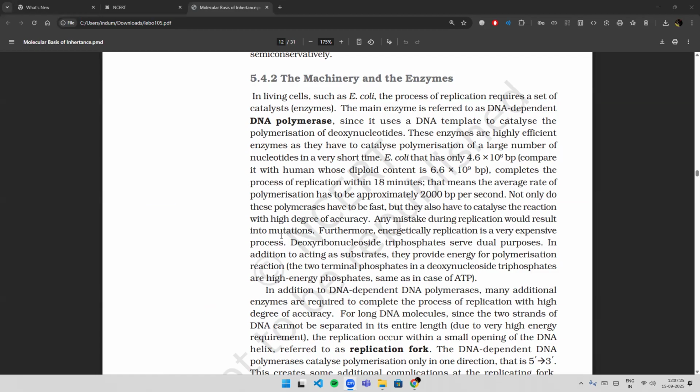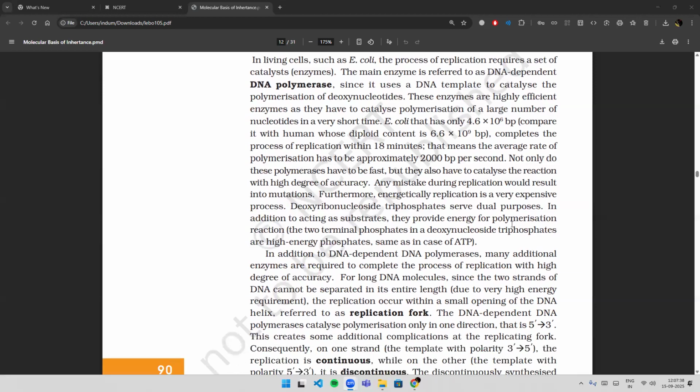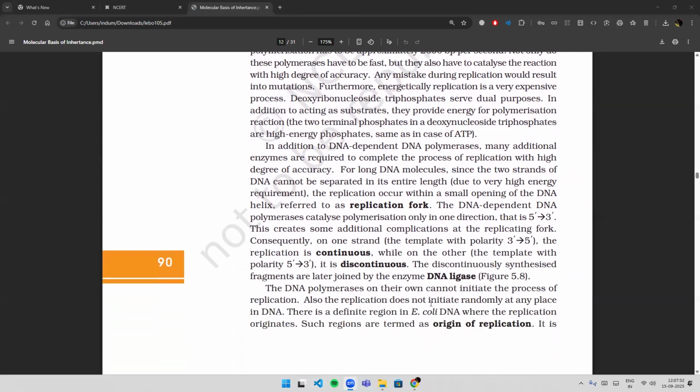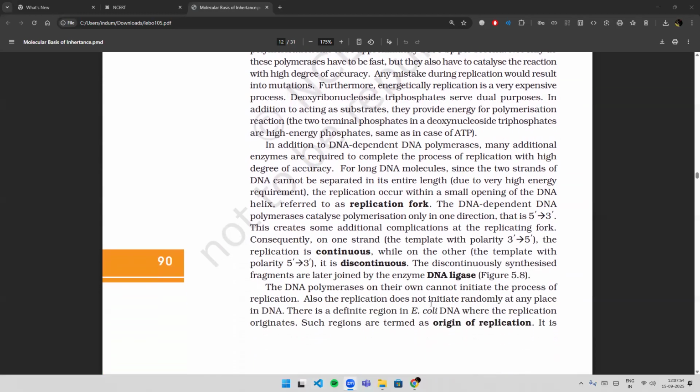Furthermore, energetically, replication is a very expensive process. Deoxyribonucleoside triphosphates serve dual purposes. In addition to acting as substrates, they provide energy for the polymerization reaction. The two terminal phosphates in a deoxynucleoside triphosphate are high-energy phosphates, same as in the case of ATP. In addition to DNA-dependent DNA polymerases, many additional enzymes are required to complete the process of replication with a high degree of accuracy.